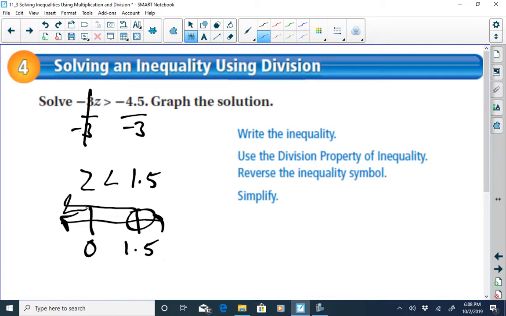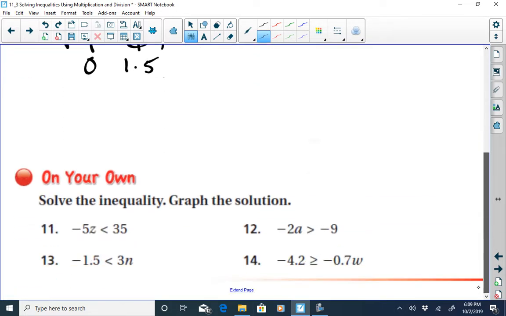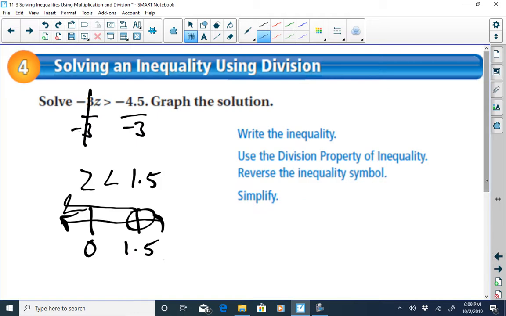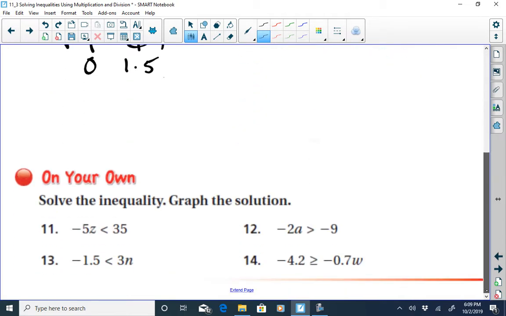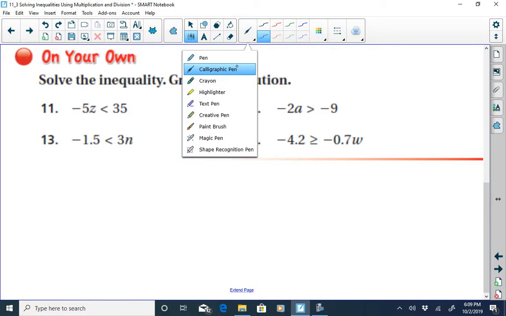Let me try 0, because 0 is in the solution set. Negative 3 times 0 is 0. Is 0 greater than negative 4.5? Yes, it is. So just keep checking those solutions. All right, we have our last 4 problems here. So let's play around with these a bit.